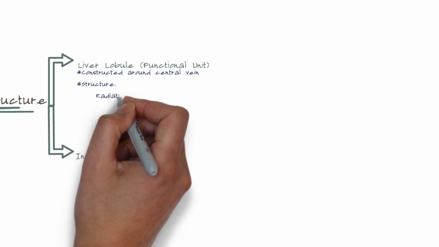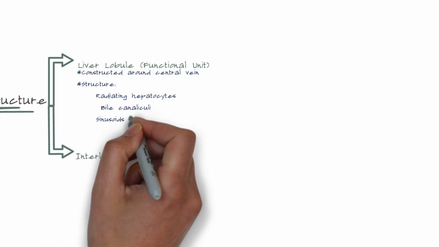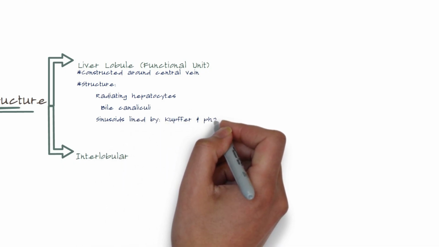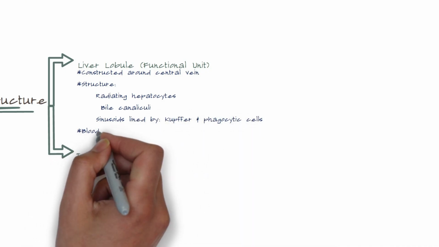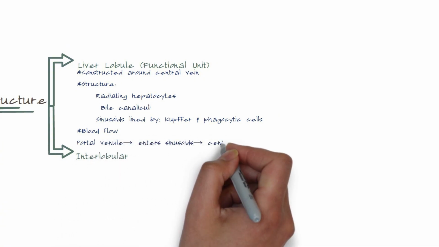And remember also that in the sinusoid we have two important cells, the endothelium and the Kupffer cells that phagocytose the bacteria derived from the gastrointestinal tract.